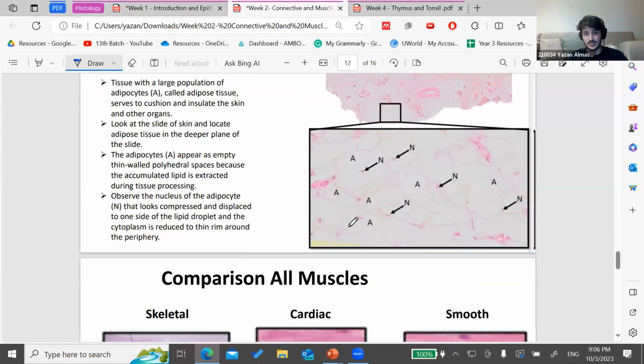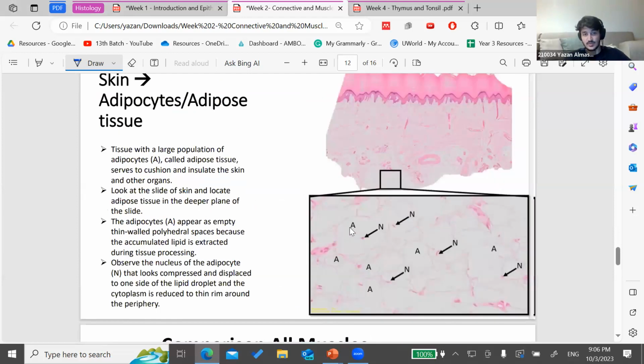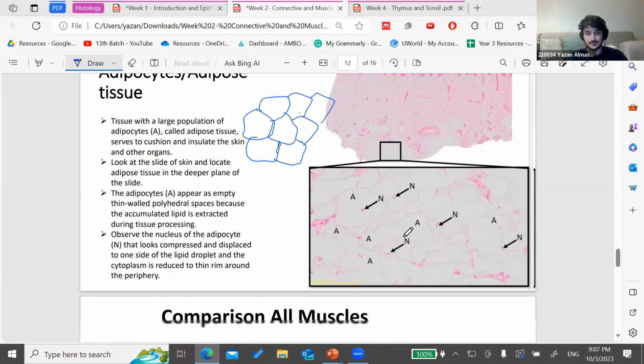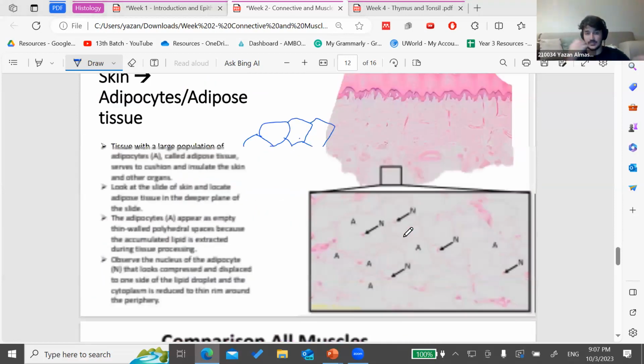And lastly, we have the adipocytes, okay, or the adipose tissue. The adipose tissue is the easiest thing to recognize. It looks like this. It looks like a, I don't know the term in English. Whoever knows the term in English, please type it in the chat. Beehive, that's the one. Yeah, it looks like a beehive. Hello, that's all for connective tissue.